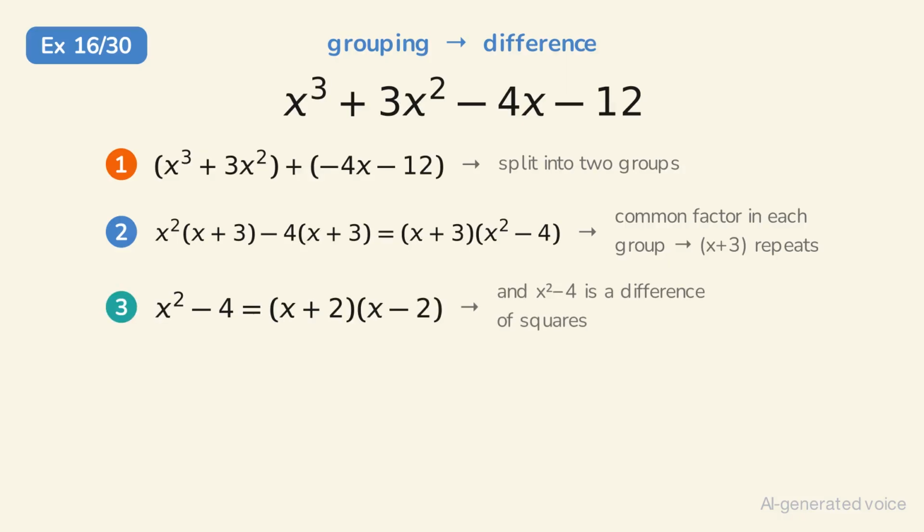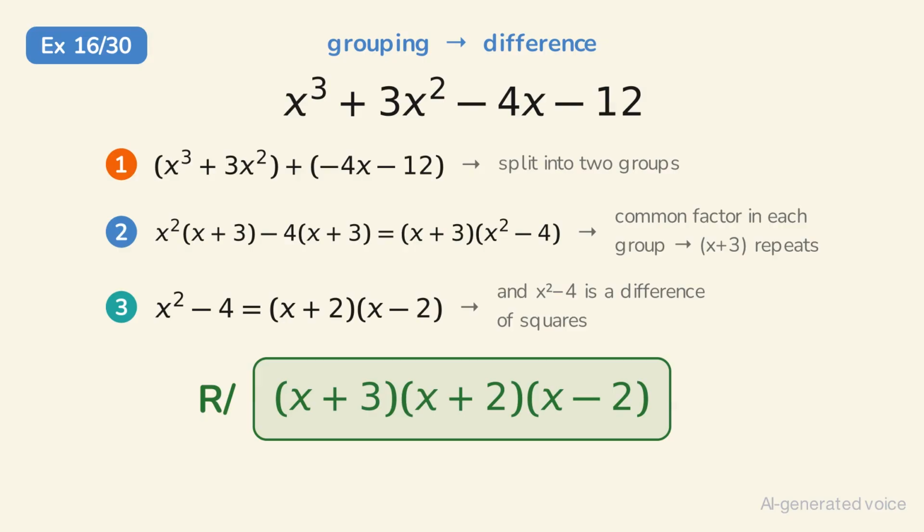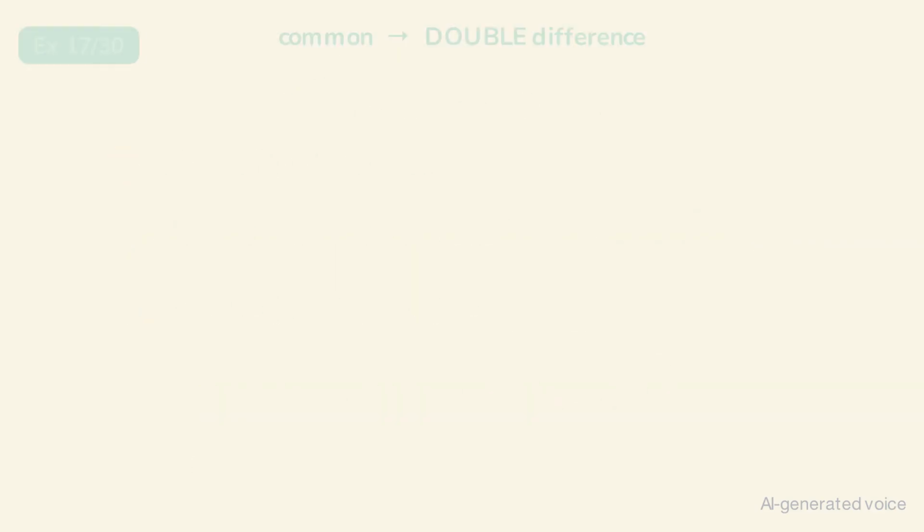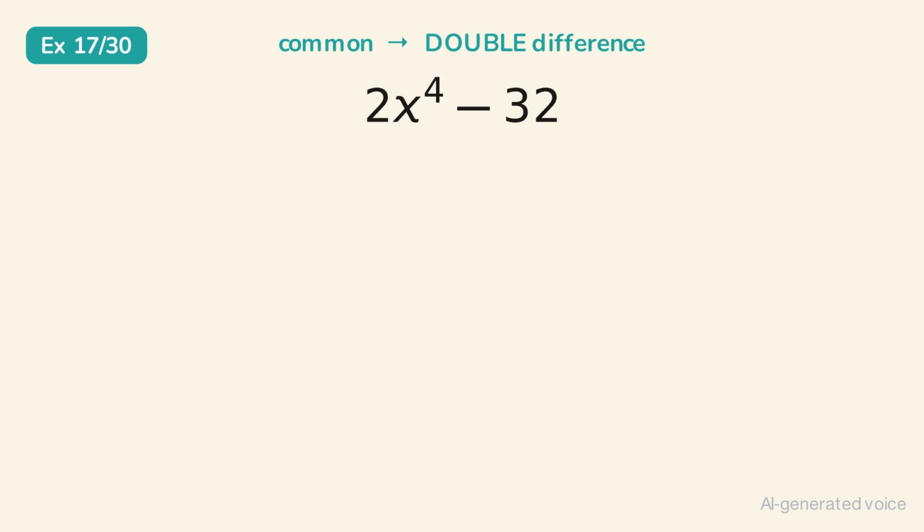X squared minus 4 is a difference of squares, which opens into x plus 2 times x minus 2. The final answer has 3 factors, x plus 3 times x plus 2 times x minus 2. Let's check in parts. X plus 3 times x squared minus 4 already brings back x cubed plus 3x squared minus 4x minus 12. We continue with a difference of squares that factors twice with a hidden common factor.